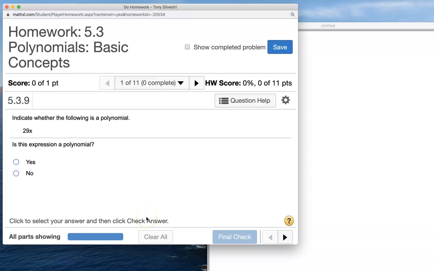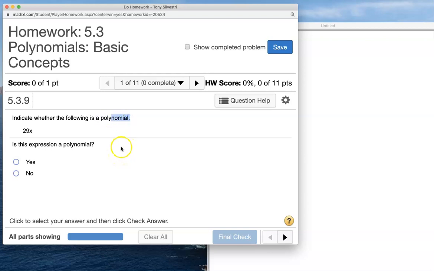Hi, welcome to section 5.3, Basic Concepts of Polynomials. Now, polynomials are a special form of expression that's used a lot in math. The idea behind polynomials is in the word polynomial. The word poly means many, nomials, many terms.